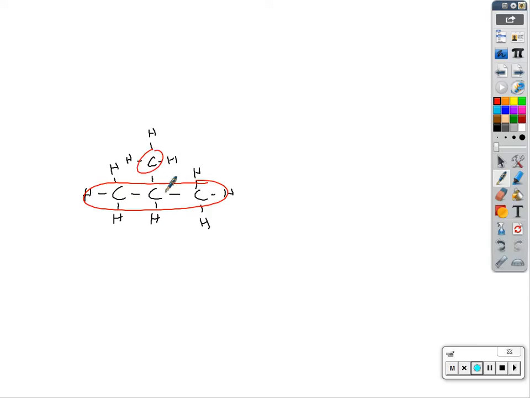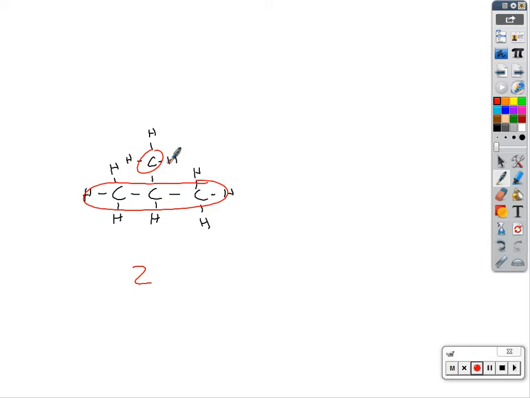This carbon here is part of the parent chain. It is not part of the branch. So we have a 1 carbon branch attached to the 2nd carbon. 2 for the location. It's on the 2nd carbon. And it doesn't matter which end we do it on this one. We want to make sure we always have the lowest number. So start at the end closest to the branch.